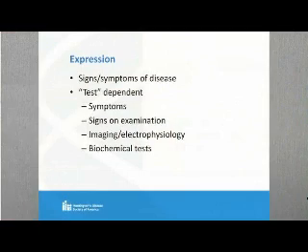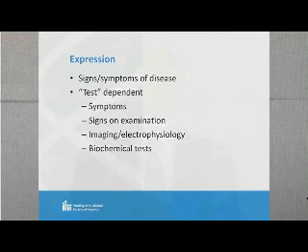I've also used the term expression. That's different from penetrance. Expression refers to the signs and symptoms of a disease. They're so-called test-dependent. That means if you're talking about symptoms, it's expression of symptoms. If you're talking about signs on a physical exam, it's expression of signs. If you're talking about expression for neuroimaging, it would be whether or not you see signs of brain atrophy or caudate atrophy on a CAT scan or an MRI scan.